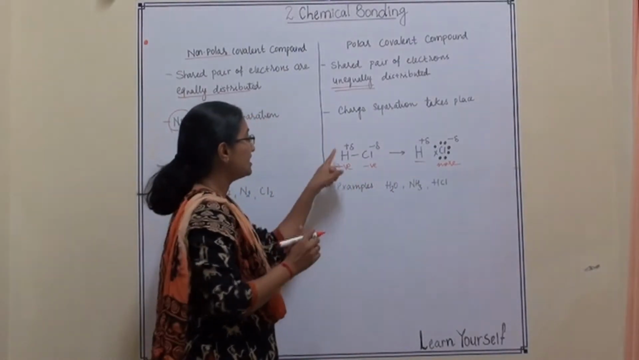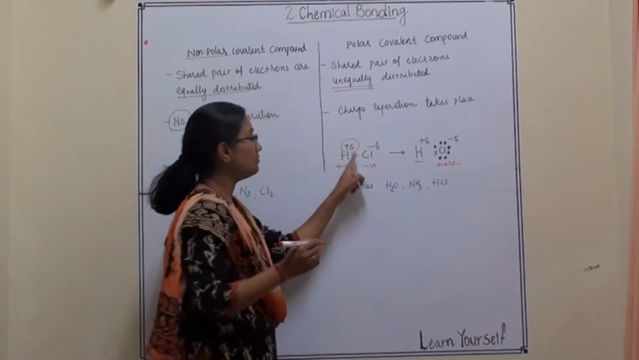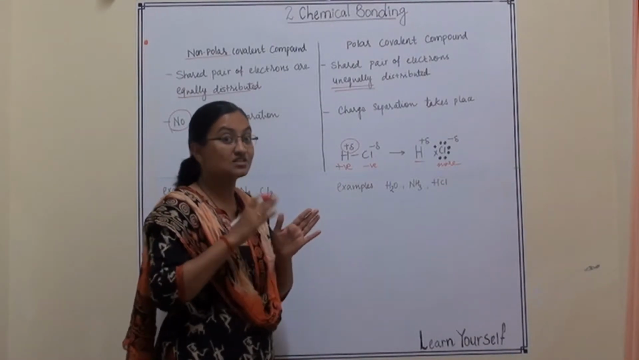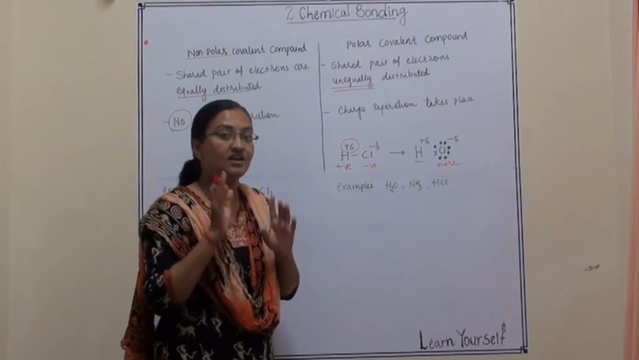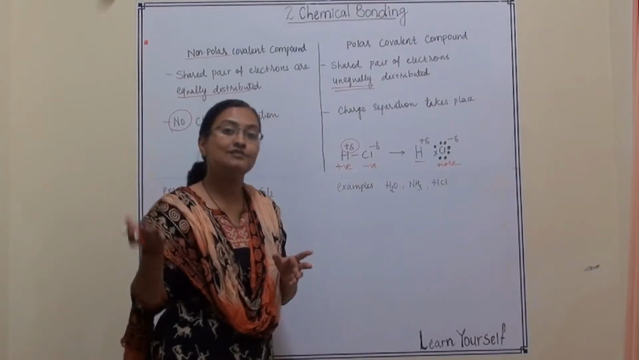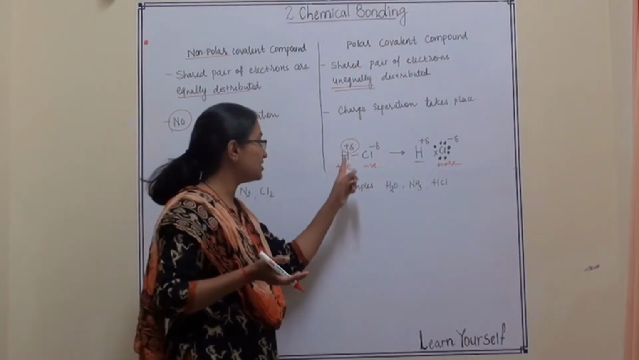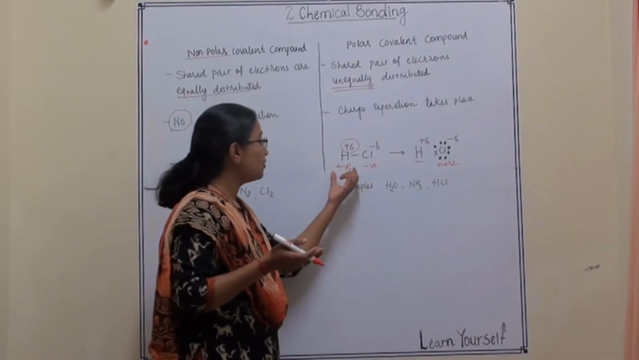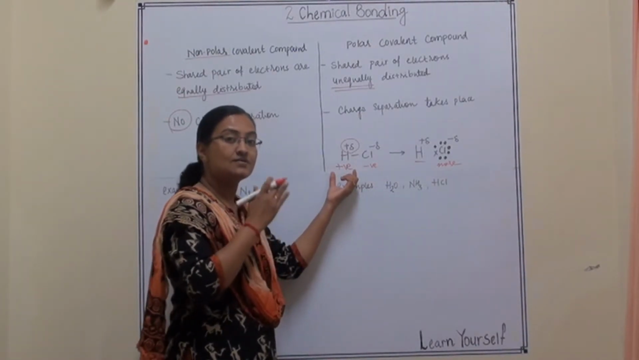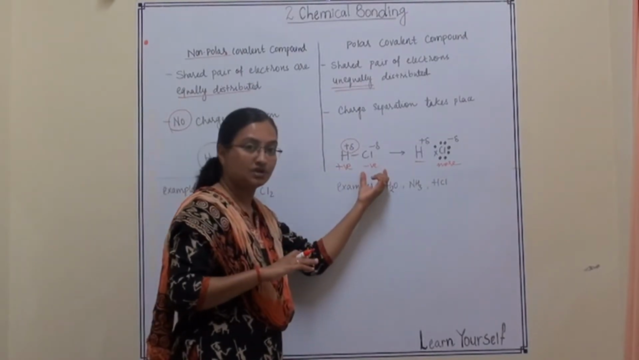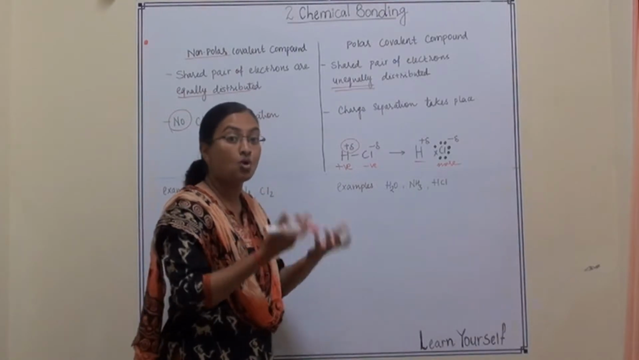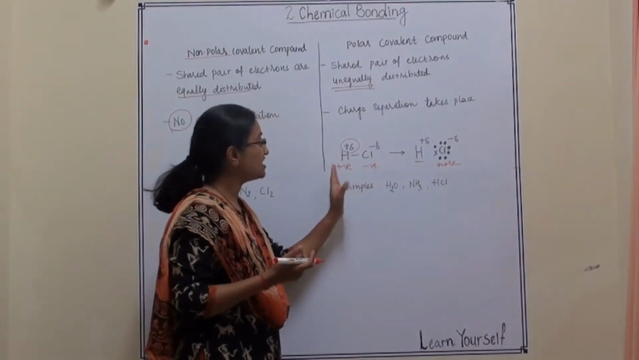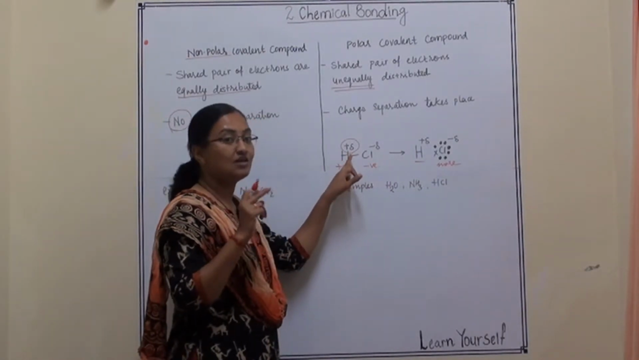So this slight positive is delta positive, it is partially charged. It is not complete charge formation. If it is complete charge formation, then it is an ion. An ion will generally be generated in an electrovalent compound. This is a covalent compound. So here in a polar covalent compound, a partial charge will be developed because one atom is slightly less electronegative compared to the other. Chlorine is a halide, it is more electronegative compared to hydrogen. So a slight, partial charge has been developed, and that we show with the help of delta.